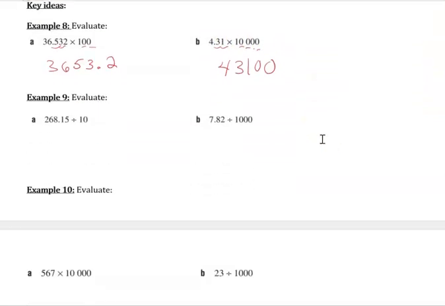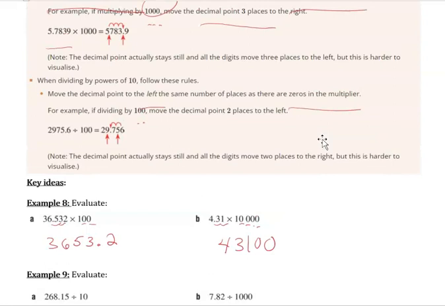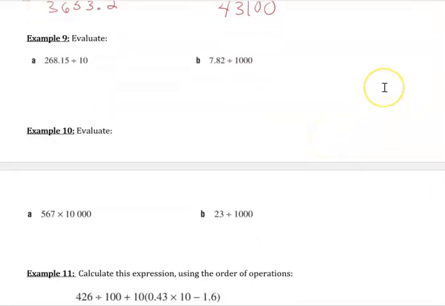Dividing, we're going to move to the left. If I have 68.15 divided by 10, that's 1 zero, so I'm just going to hop back 1 and get 6.815. Again, there's no shame in taking out your calculator and making sure.